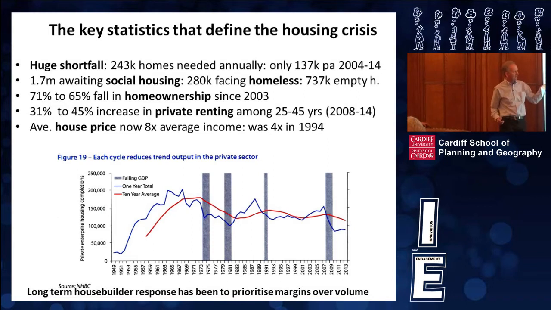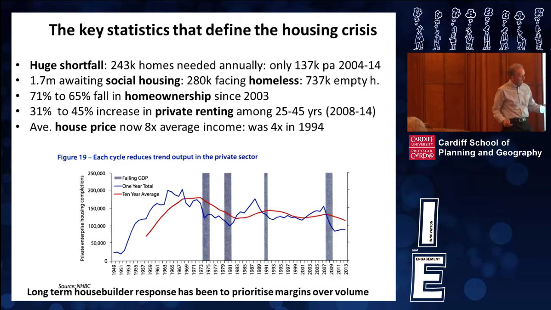And of course, the average house price has gone up. It's now eight times the average income. It was four times the average income in 1994. So some very significant changes over a relatively short period of time have deepened the crisis.